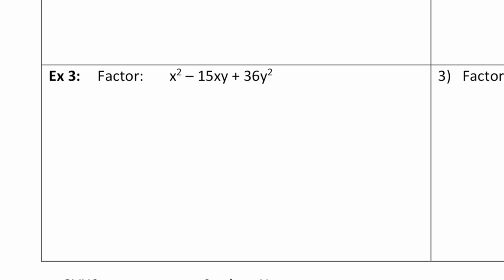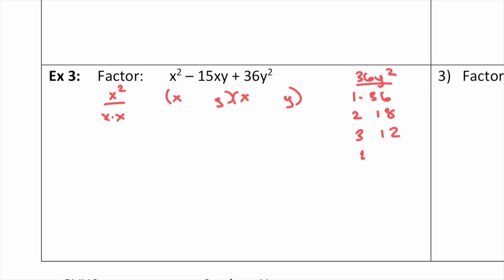Example 3, a little bit fancier, but still a trinomial. Draw two sets of parentheses. What times what is x squared? X squared is x times x. We're going to write our x, we'll write our x. Now we look at the 36y squared. All right, 36y squared. We know there's going to be a y. Let's throw that in there. There we go. Factors 1, 36, 2, 18, 3, and 12. So you do need to write all of your factors until you find the right one. I generally think about the ones on the bottom first, but you will have to figure that one out as you go along.